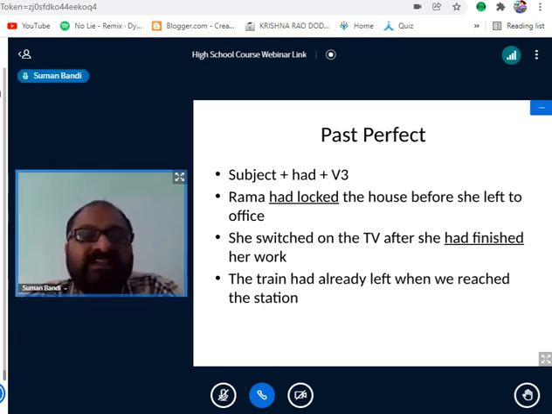Yes, had is V3. In English, for many verbs, V2 and V3 are the same, no? For example, walk is present tense, walked is past tense. What is the V3 of walked? Again, walked, no? Same way, have is present tense, had is past tense, and V3 also.